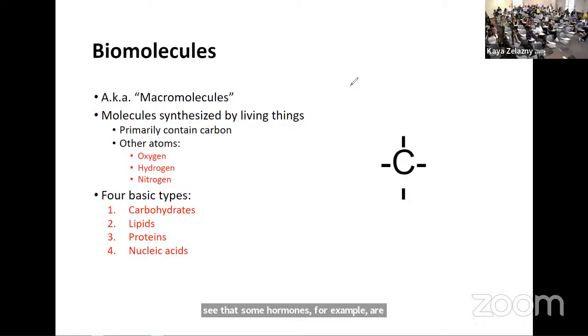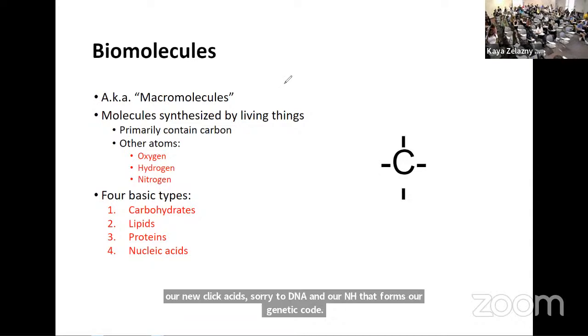Our proteins are going to be really the doers in our body. So they form our cytoskeleton, they form all sorts of receptors, they form our enzymes. They're prevalent in our bodies and they have a lot of different functions and activities. We're going to have our nucleic acids, so our DNA and our RNA, that forms our genetic code and helps us build out those proteins.